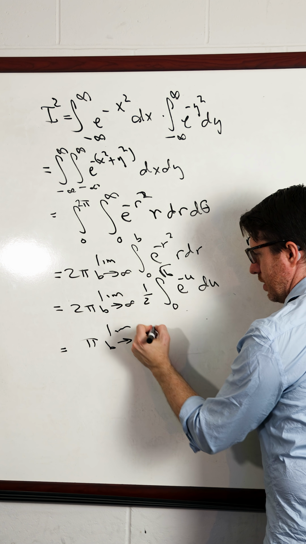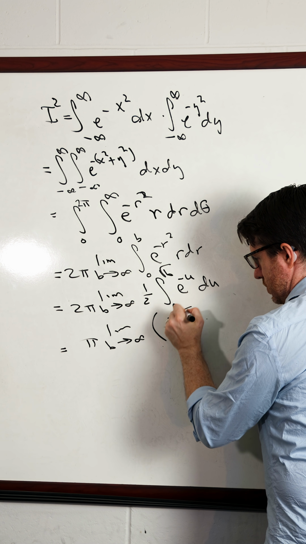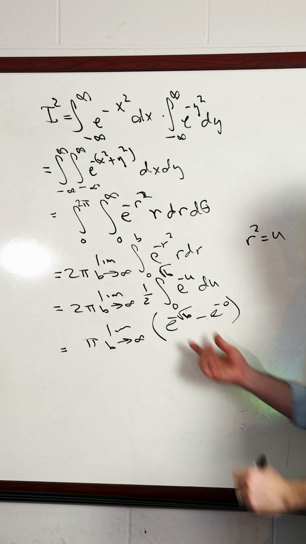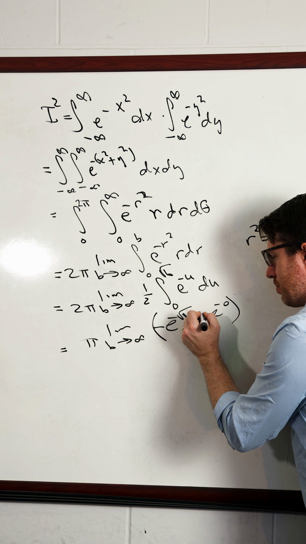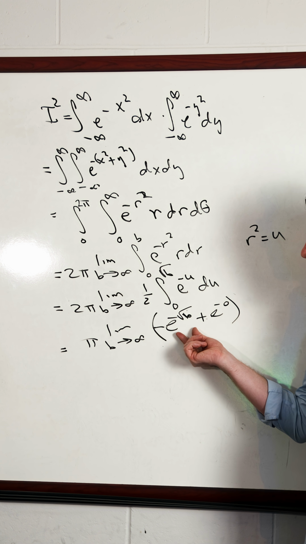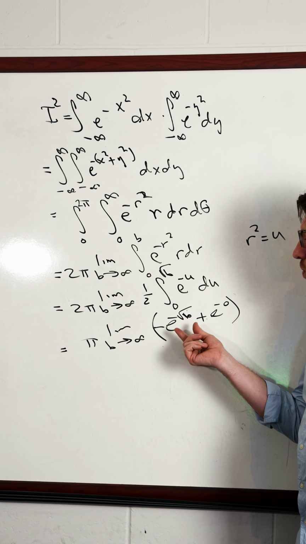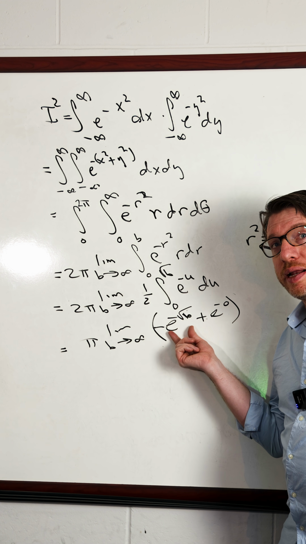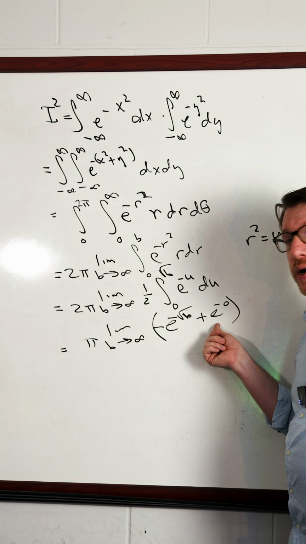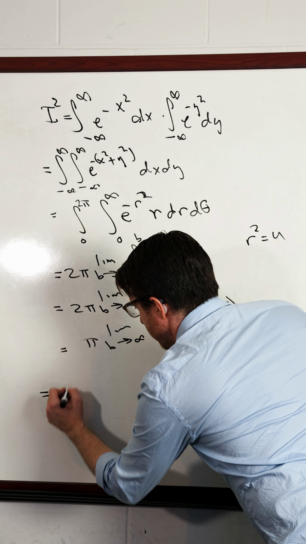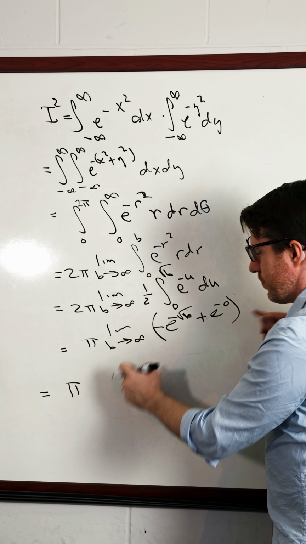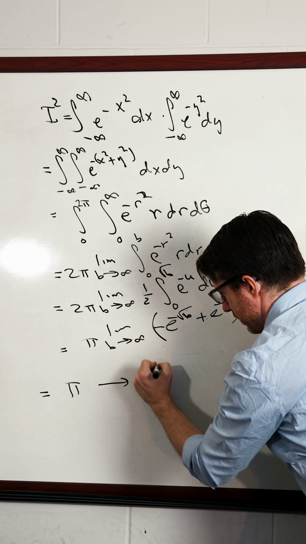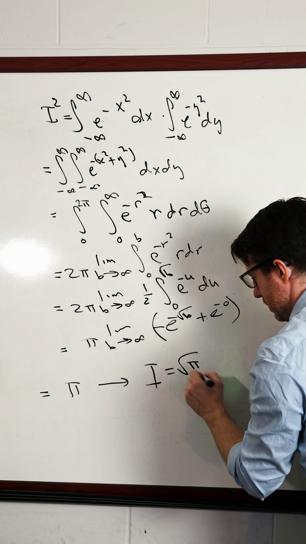And so then we end up getting e to the minus b squared minus e to the minus 0, and then we have that minus sign popping out, so it's going to flip those signs. And then when we put everything together and take limits, this term here is going to go to 0, and so that one will end up vanishing, and this one is just 1. So what we ultimately get is pi times 1, but this was I squared. And so then we get I is equal to square root of pi.